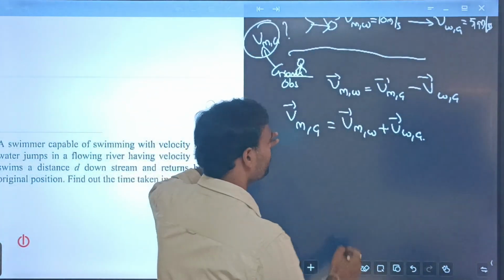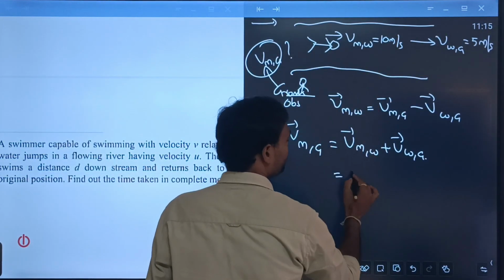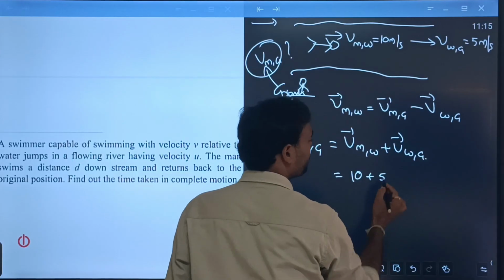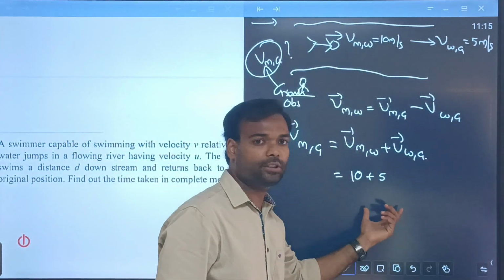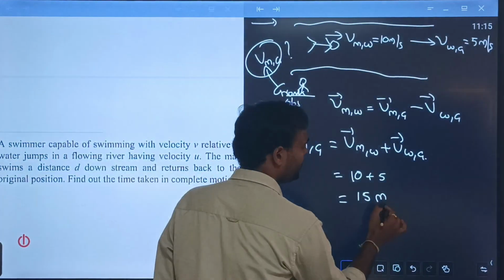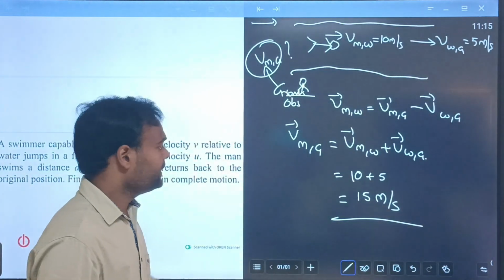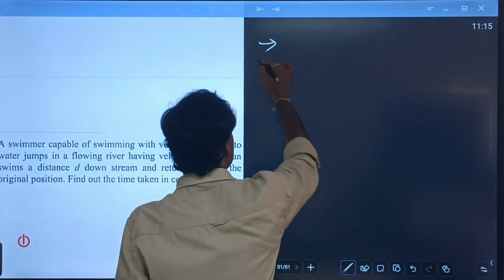Clear? Now, velocity of man with respect to water is equal to, according to the question, 10 plus velocity of water with respect to ground, which is 5. Right? And both are moving in the rightward direction, that's why I consider both as positive. And ultimately, it gives us 50 meters per second. Clear? Then, based on this concept, let us go through a small problem.